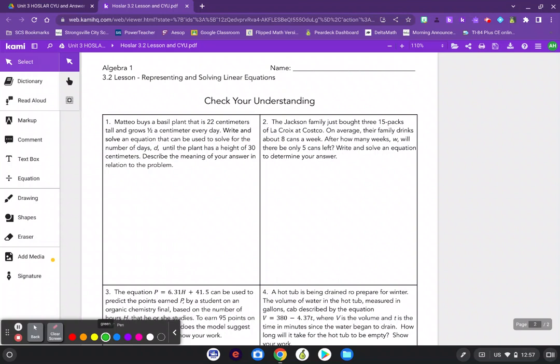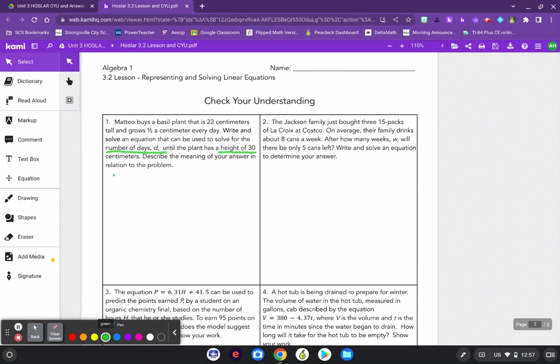It says Mateo buys a basil plant that is 22 centimeters tall, and it grows half a centimeter every day. Write and solve an equation that can be used to solve for the number of days D, they tell us what the variable is, until the plant has a height of 30. Describe the meaning of your answer in relation to the problem.